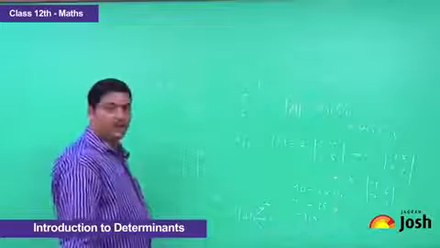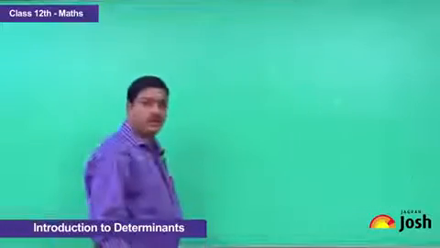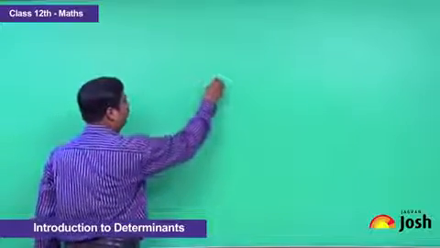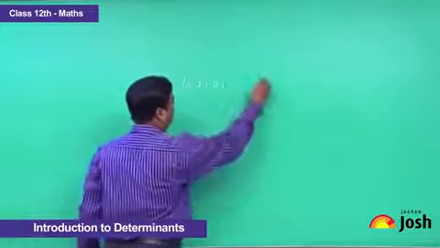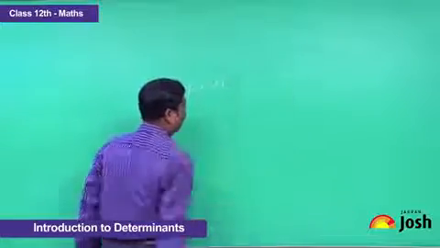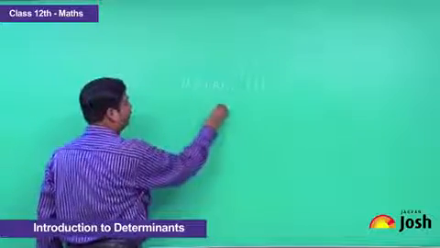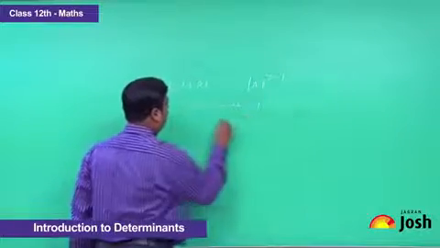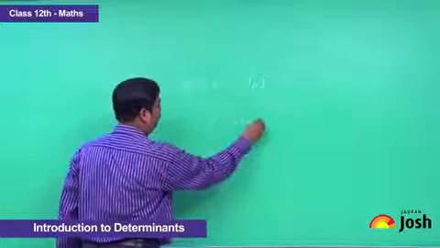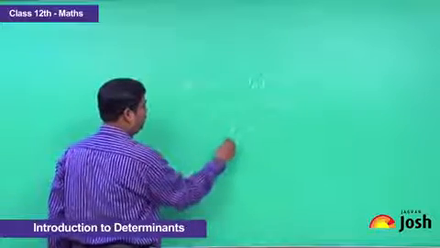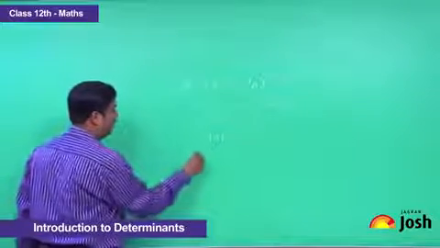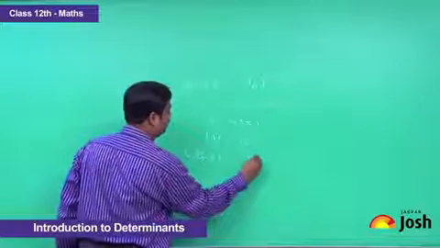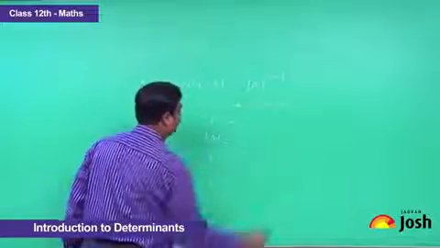Now, let us discuss determinant value in detail. An important feature of determinant value is that the determinant value of adjoint A is nothing but the determinant value of A to the power n minus 1, where n is the order of the matrix. That means if matrix A is of order 3 cross 3, and suppose its determinant value is 10, then the determinant value of its adjoint will be given by 10 to the power 2, which is 100.